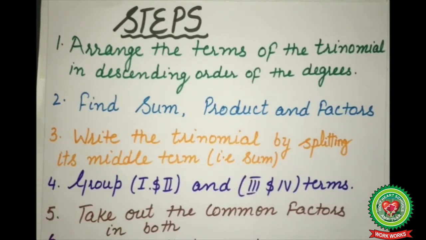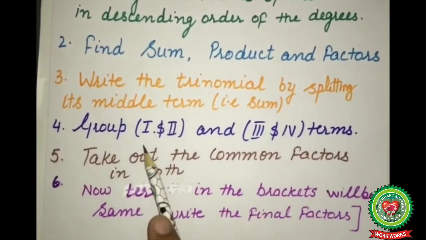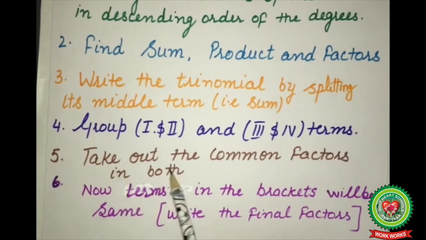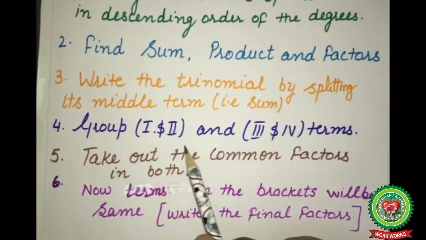Step number 4, group first and second and third and fourth, that is the grouping of first and second term and third and fourth term is to be done. Step number 5, take out the common factors in both the groups.